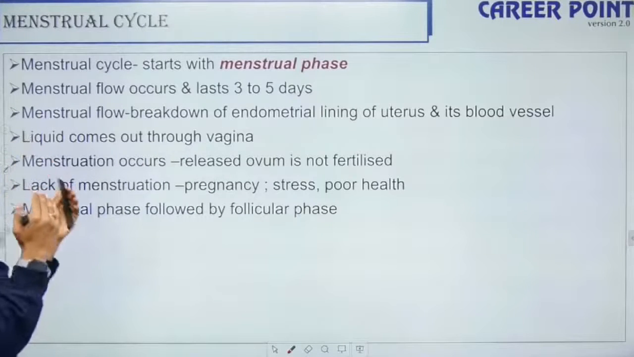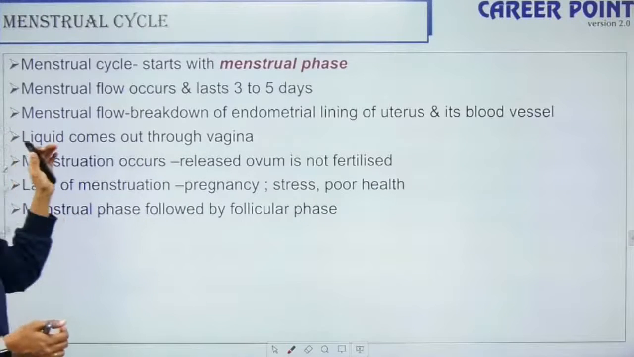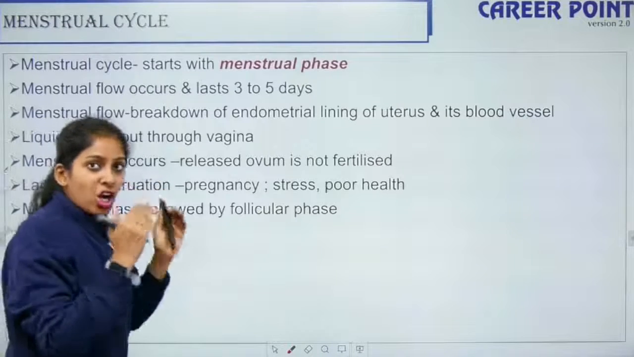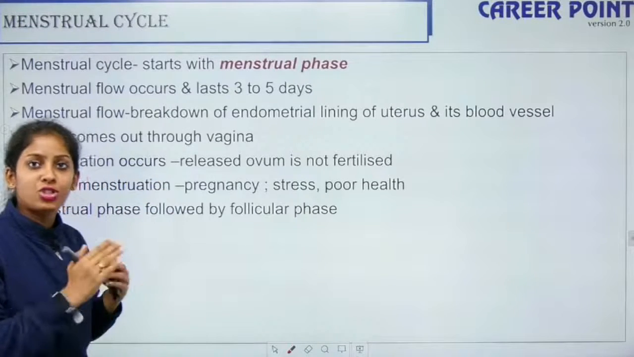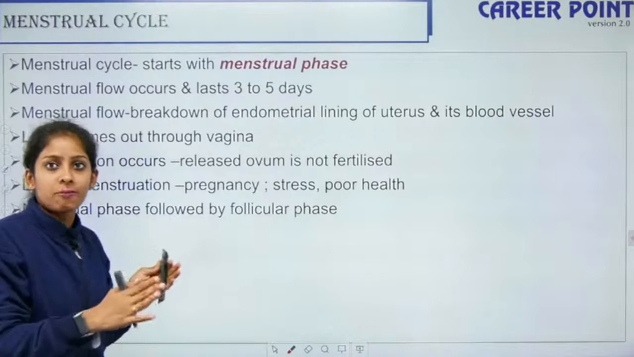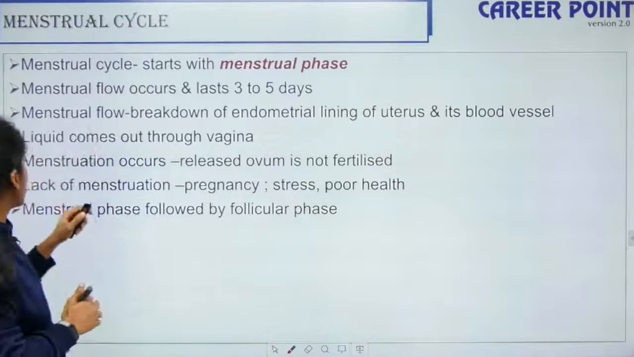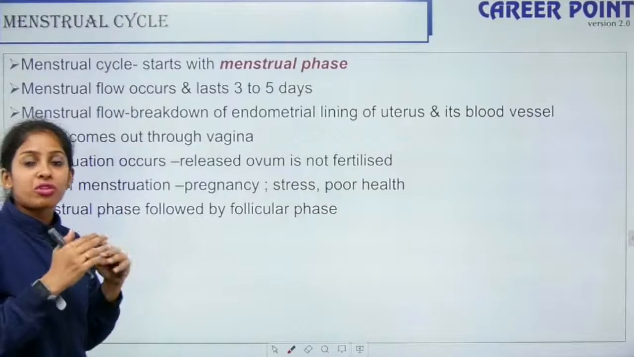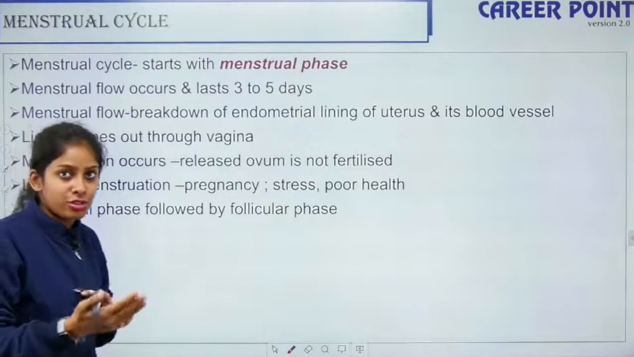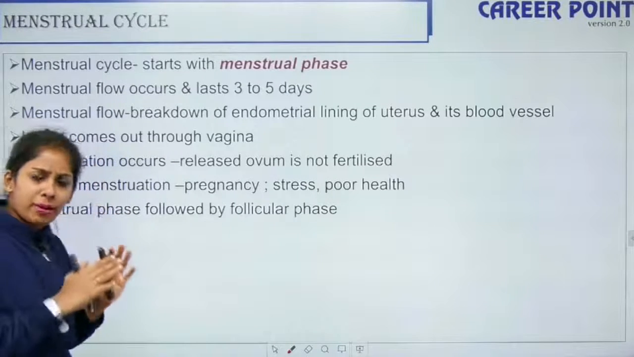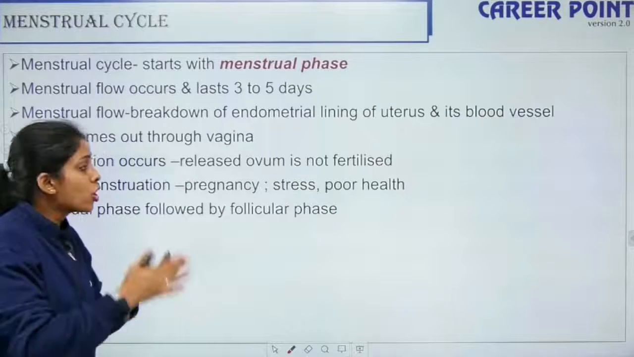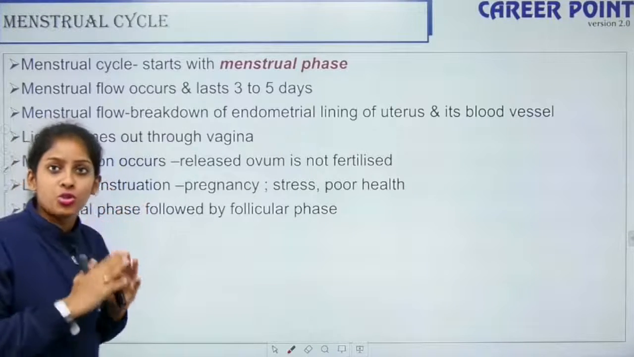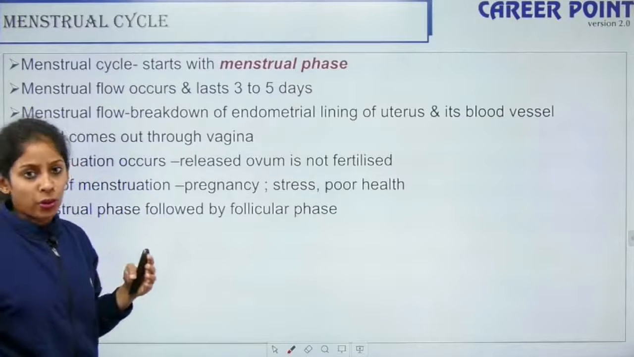The liquid comes out through the vagina. The menstruation occurs because the ovum was not fertilized. The ovum, which was awaiting fertilization or the encounter of a sperm, was disappointed, so this happens, right? If a girl does not get the menstrual cycle, it can mean pregnancy, because they are testing positive for the pregnancy hormones, or it can also be due to stress, or it can as well be due to poor health.